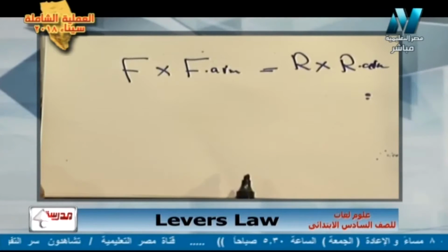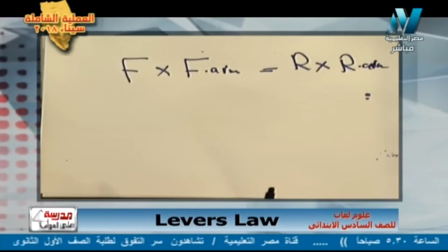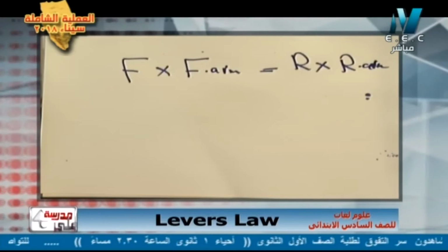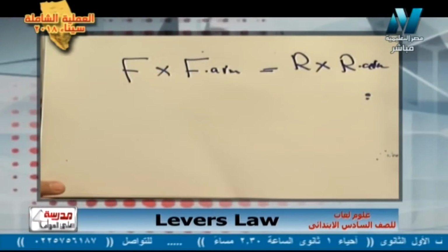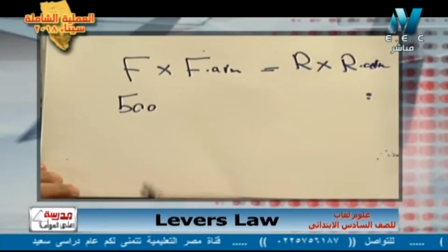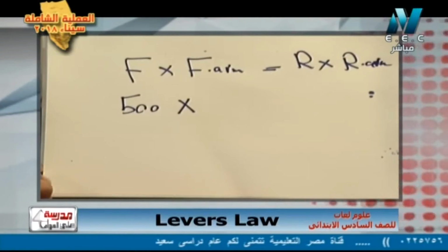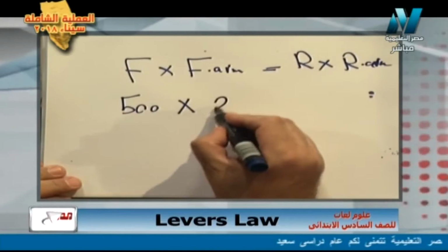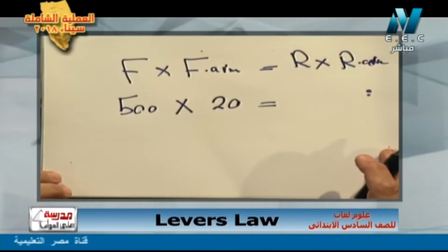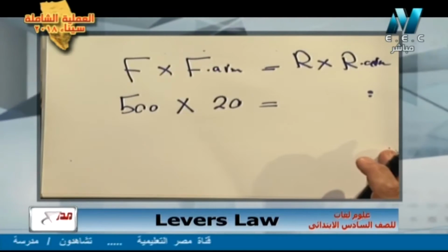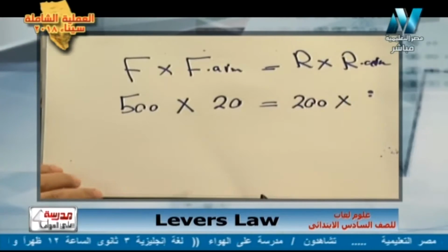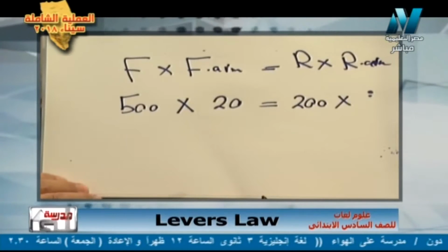The problem says a first class lever of 500 Newton. So where can I write 500? It says that the effort force is 500 Newton. I can write 500 under the effort force. And its force arm is 20 centimeter, so I can write 20 centimeter under the effort force arm. Is affected by a resistance with a value of 200 Newton. البروبلم كانت بتقول لي كده. A resistance 200 Newton, and find the value of the resistance arm.